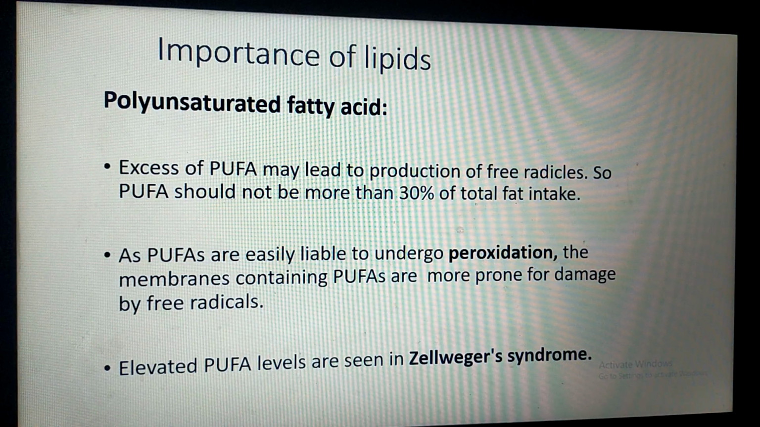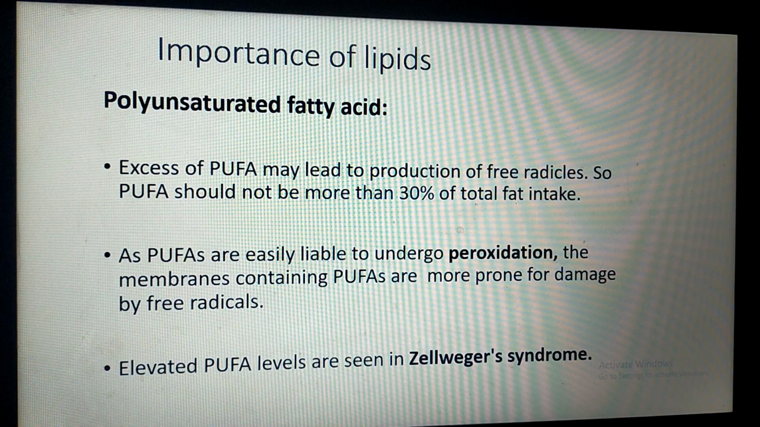Excess of polyunsaturated fatty acid is also harmful for the body because they lead to formation of free radicals. Therefore, it is advised not to take more than 30% of polyunsaturated fatty acid out of total fat intake. This is because polyunsaturated fatty acids undergo peroxidation at the double bonds.